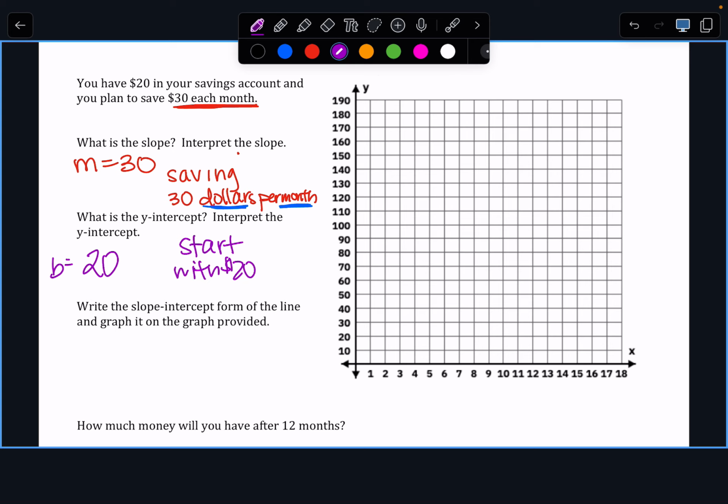So now, I see the words slope-intercept form. What does that mean? The equation. So we've already written that our slope is 30 and that our y-intercept is 20. So y equals 30x plus 20.